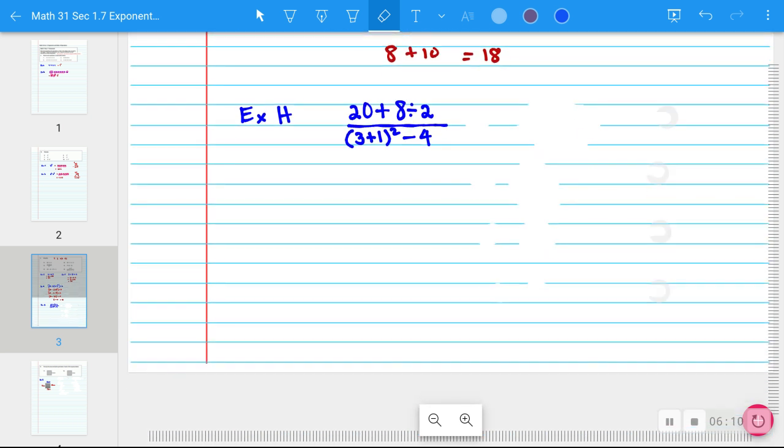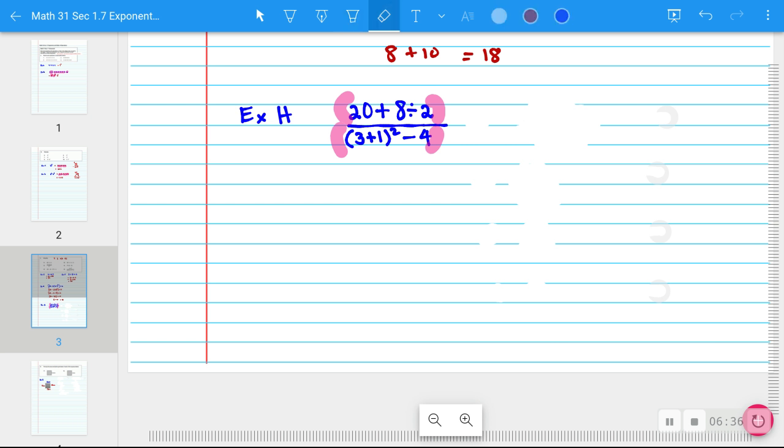Okay, example H is an example that has a long division bar. You can see it right through the middle there. And that long division bar implies parentheses around the top and bottom like that. They're not written, but you must finish all of the top and all of the bottom before the dividing happens.